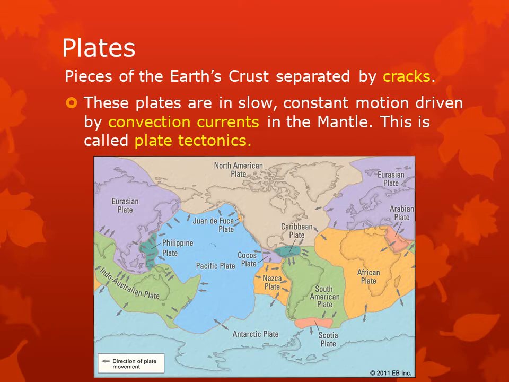So, our plates, like I was saying earlier, these are pieces of Earth's crust. Remember, Earth's crust is the outer part of the Earth. And these pieces are separated by cracks. Now, these plates are in slow, constant motion. This motion is driven by the convection currents in the mantle, and this movement is called plate tectonics.